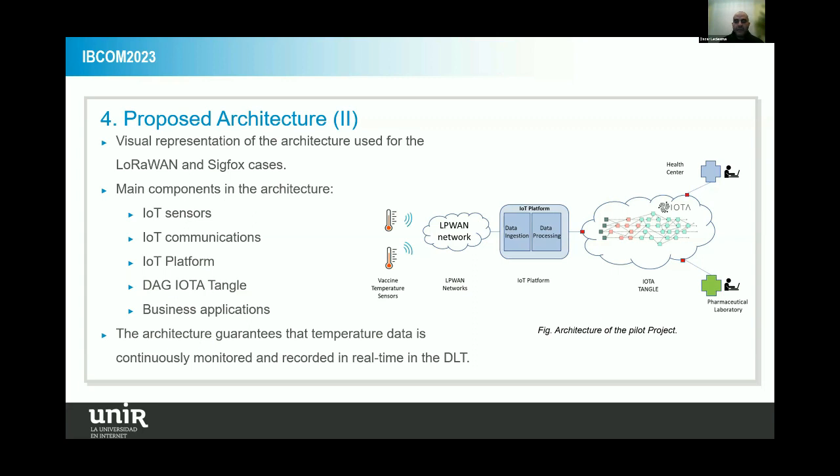The IoT communication layer facilitates the transmission of real-time data from the sensor to the IoT platform. The IoT platform processes and records the real-time temperature data and alarms in the DAG for immediate access. And the DAG ensures secure and immutable storage of the real-time temperature and alarm data, enabling continuous monitoring.